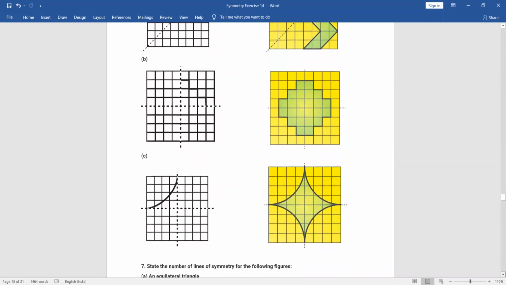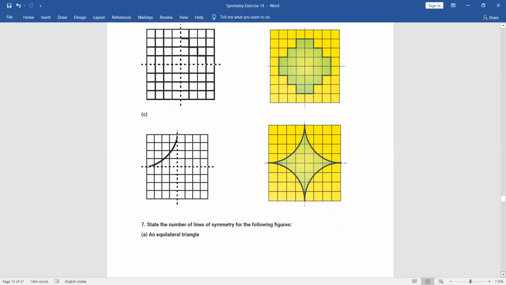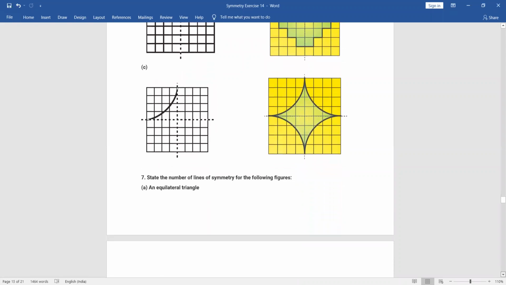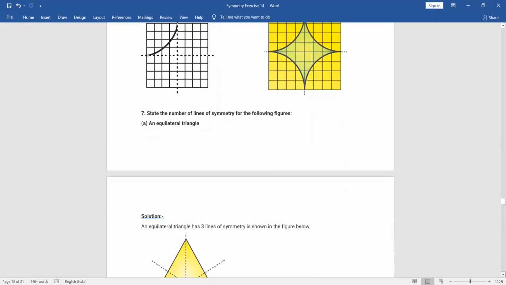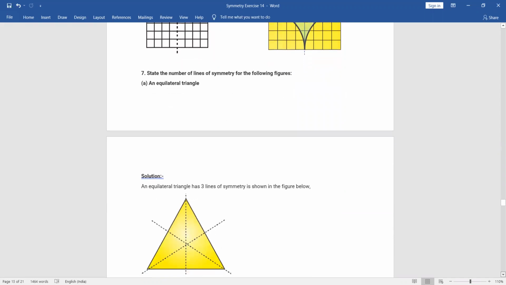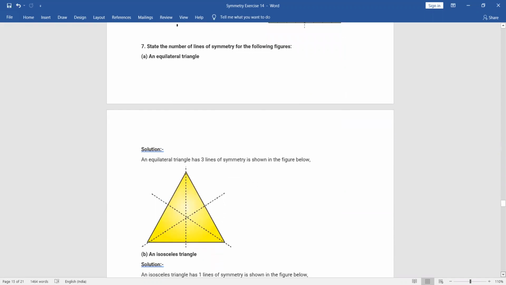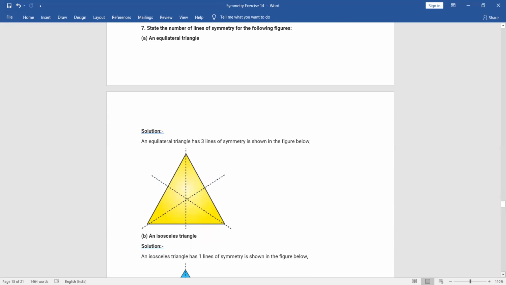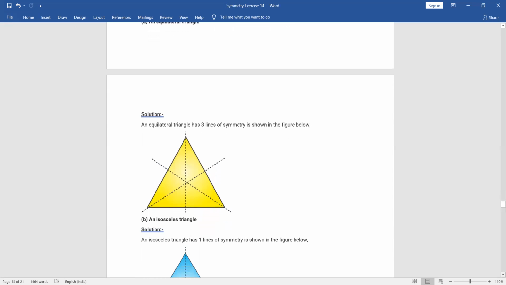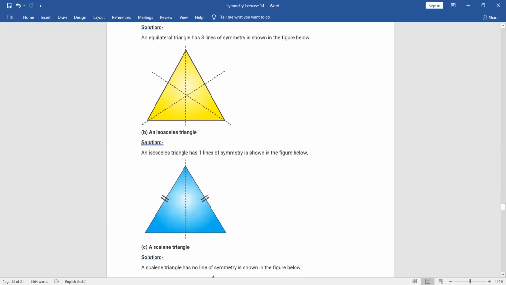So count them and mark it. Okay. Yes, next question, question number 7. You have to state the number of lines of symmetry in the following figures. First is equilateral triangle. Initially we have discussed equilateral triangle means regular polygons. 3 sides are there, so 3 lines of symmetry.